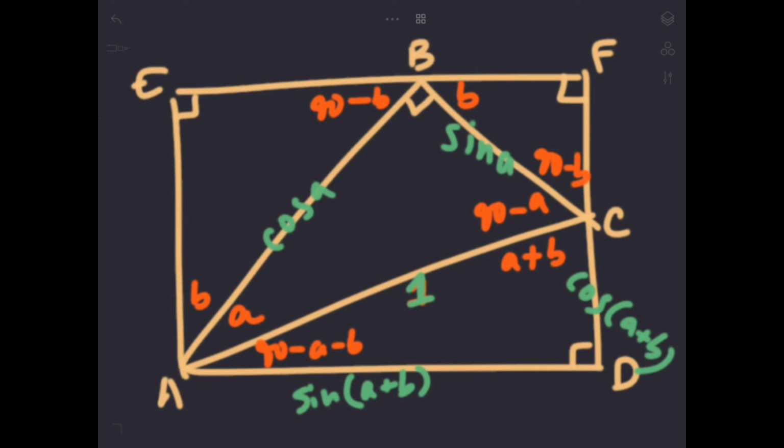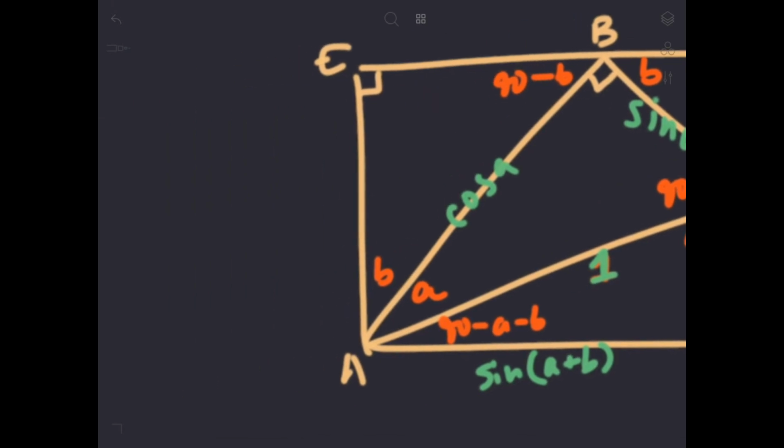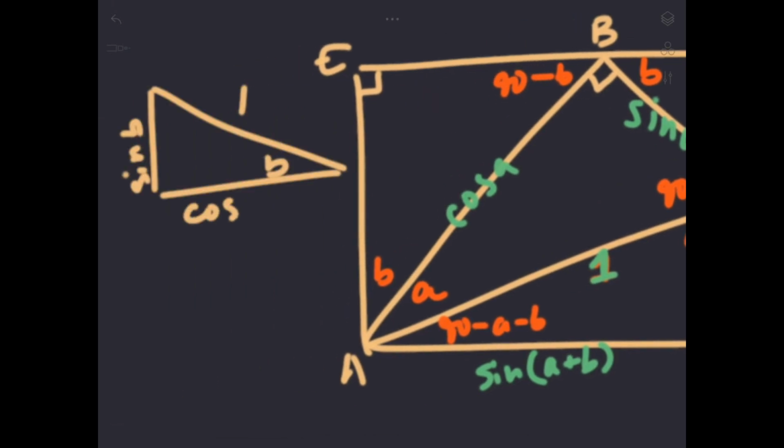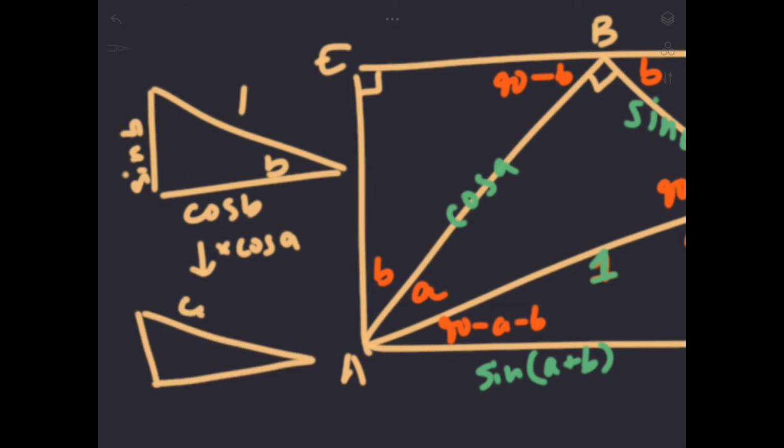Now, let's take a look at triangle AEB. This one is a bit different. As we can see from the hypotenuse, this triangle has been scaled by cosine of A. So, we can use our sine B and cosine B, but we'll need to scale them by cosine of A, which means that our side lengths are cosine of A, cosine A sine B, and cosine A cosine B.